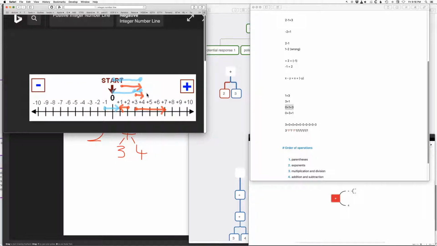So the trick to addition with the number line is all additions start at 0. When you do 1 plus 3, you're starting at 1 because that's where you got from 0. The 1 means go from 0 to 1, and then also go 3 more. So start at 0, go to the right 1, and go to the right 3. Start at 0, go to the right 3, and go to the right 1.